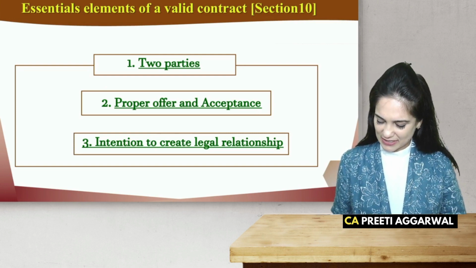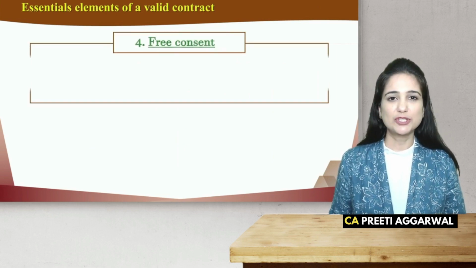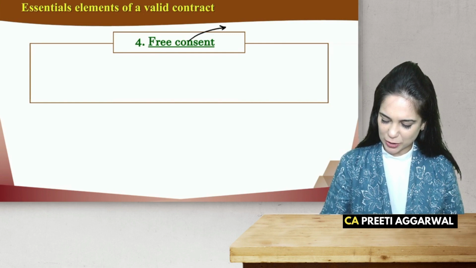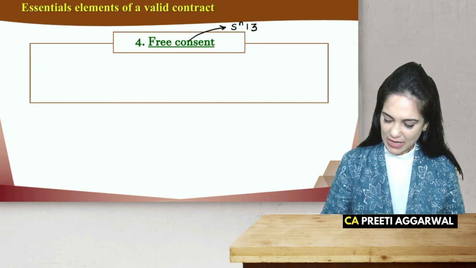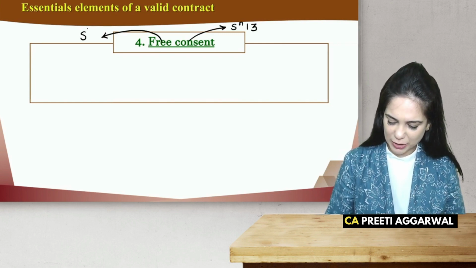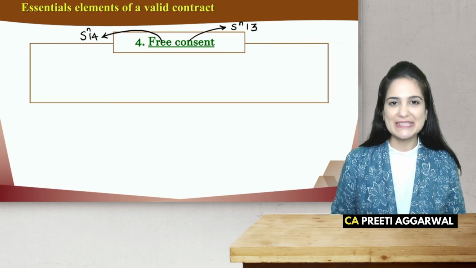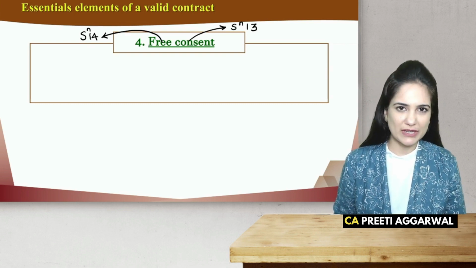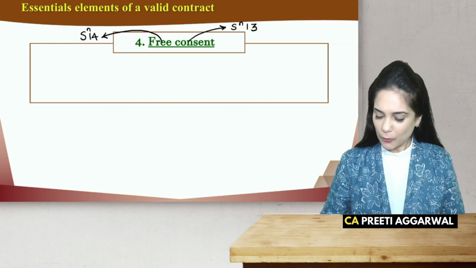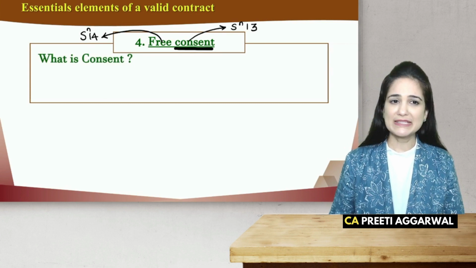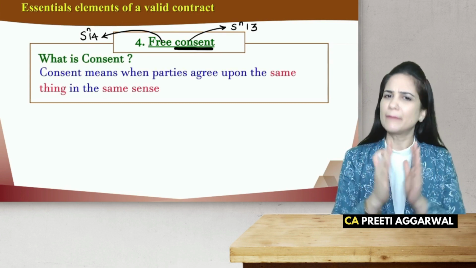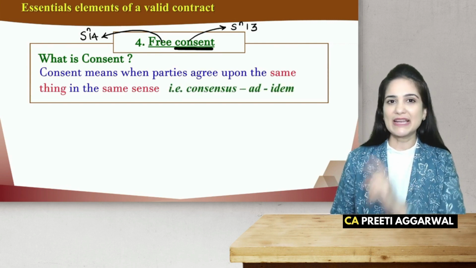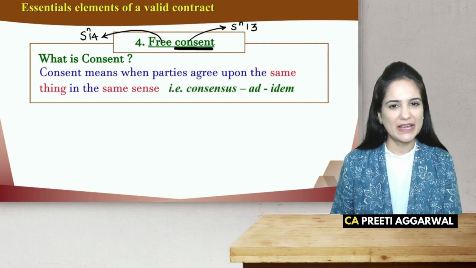Let us discuss the fourth essential element, which is free consent. Consent is defined under section 13, and free consent is defined under section 14. We will first study and understand what consent is. Consent means that parties must agree upon the same thing in the same sense. There is a Latin phrase, consensus ad idem.